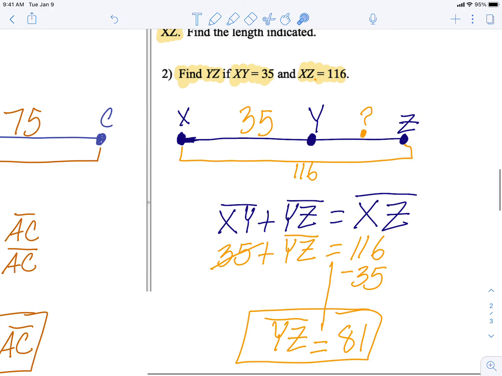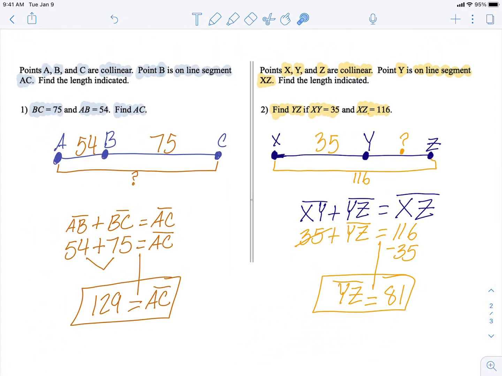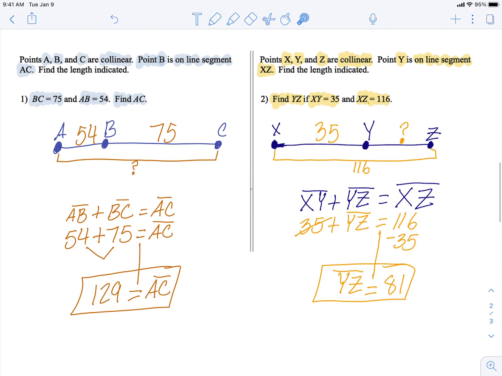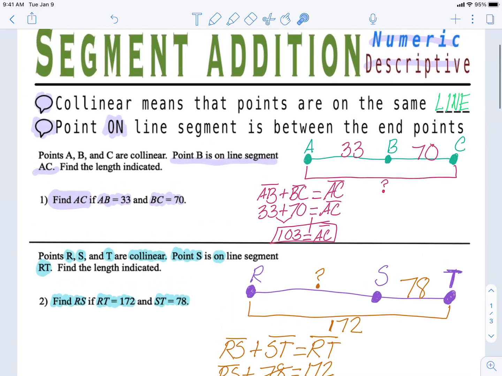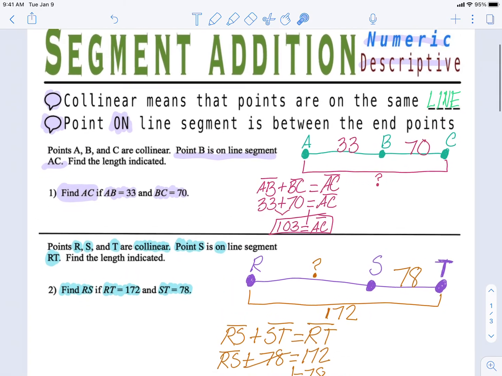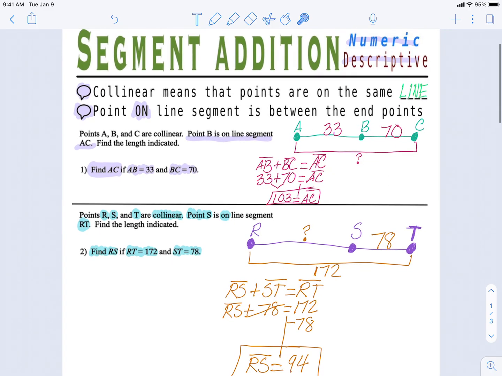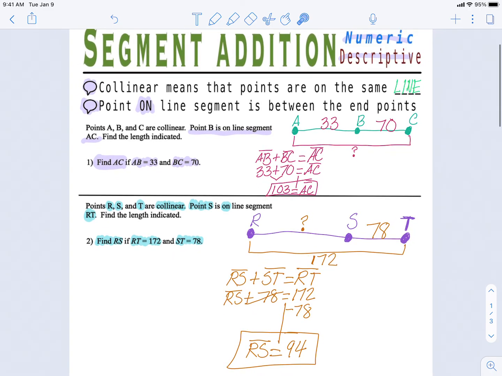So there you go. Make sure that you rewind or pause anything that you need to copy. These are the two examples that you're going to see in your assignment. And these are our filled in notes for segment addition, numeric descriptive video lesson.